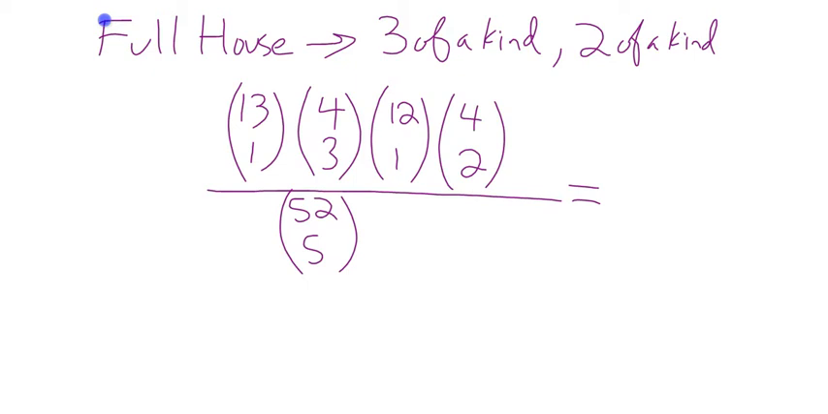Should be like 3,000-ish. And we got a number? 13 times 4 choose 3 times 12 times 4 choose 2. I'm thinking 3,000 something. What is it? No? Different?